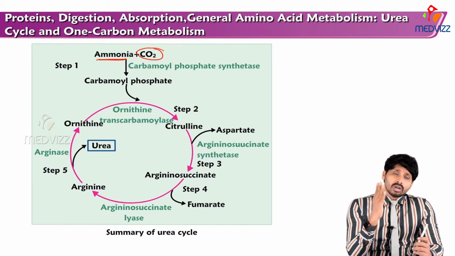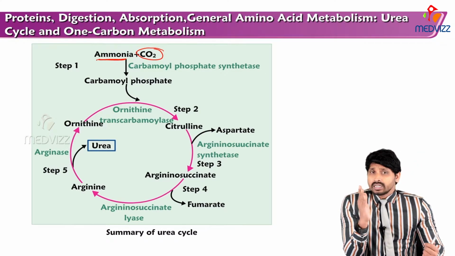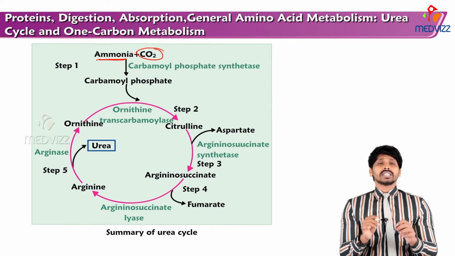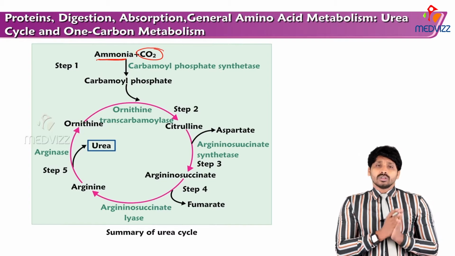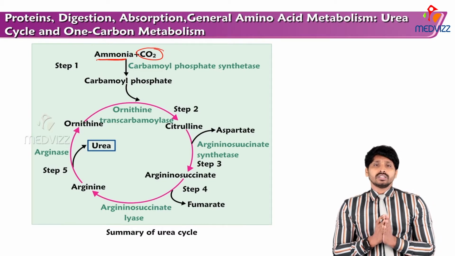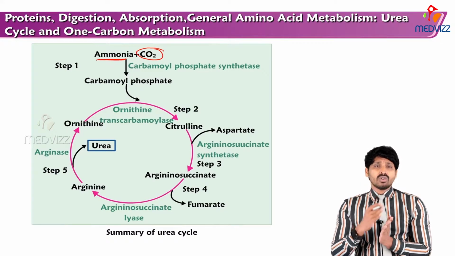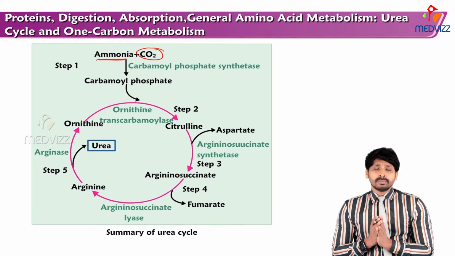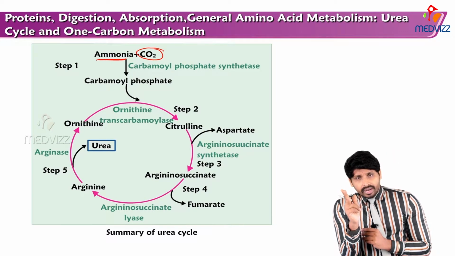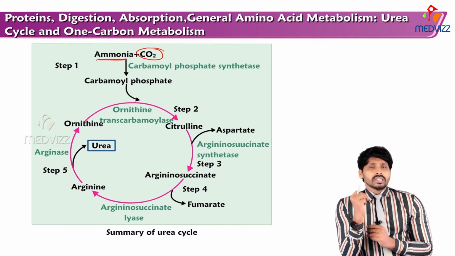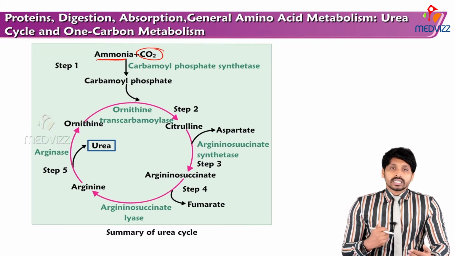If you talk about glycolysis, it is a cytoplasmic pathway, and the TCA cycle is a mitochondrial pathway. But the urea cycle is partly mitochondrial and partly cytoplasmic. The first two reactions take place in mitochondria, and the remaining three reactions take place in the cytoplasm. So two reactions in mitochondria, last three reactions in cytoplasm. First we'll see the steps of the urea cycle one by one.